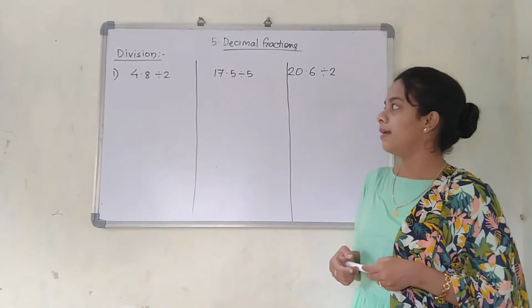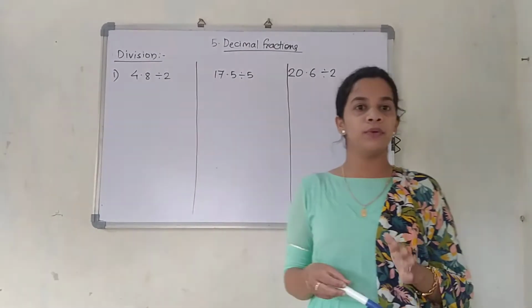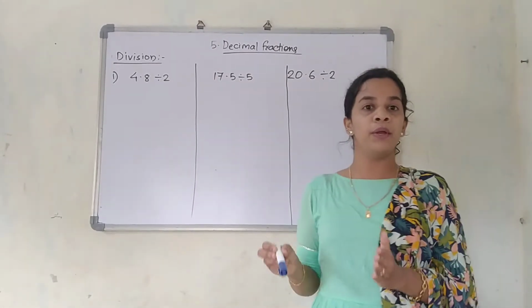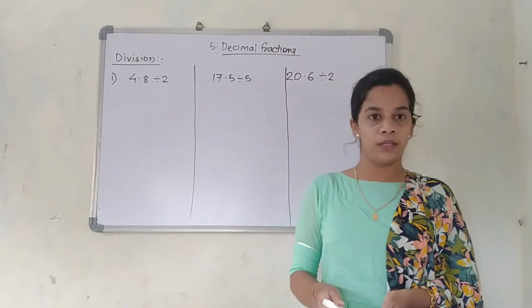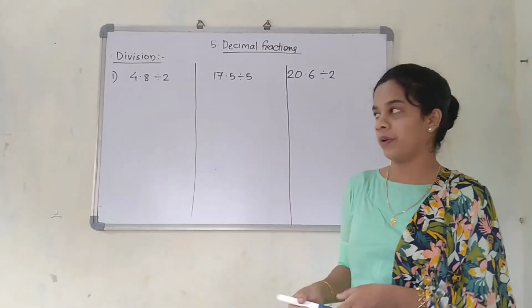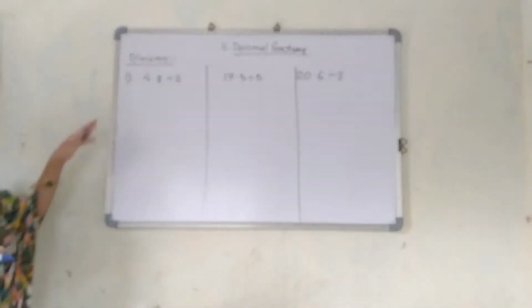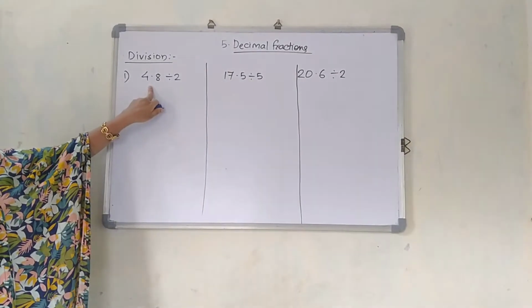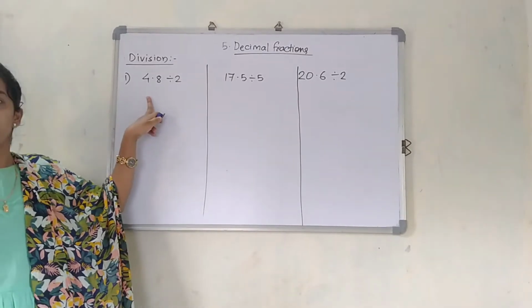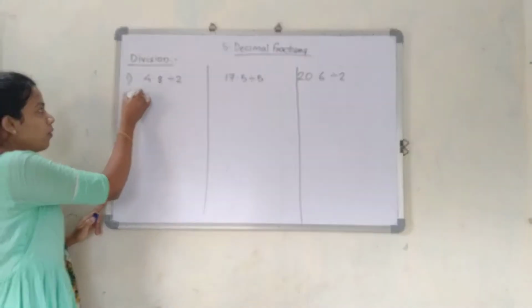So 4.8 divided by 2. How are we going to solve this? We are going to use the tricks which you already know. Just see how we are going to implement them here. So the first question is 4.8 divided by 2. This is a decimal number. I am going to convert this into a decimal fraction. How are we doing it?